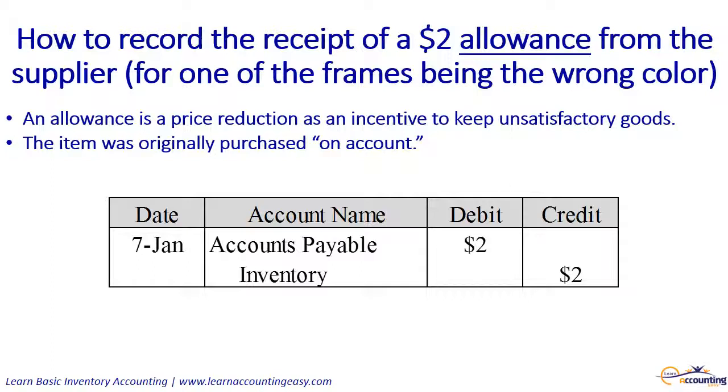So recording this $2 allowance is very simple. All we have to do, as you see here, is debit accounts payable, the $2, and then also credit the inventory account, $2. So accounts payable, the liability, is actually going down $2, and also inventory, the asset account, is going down $2 for this allowance.